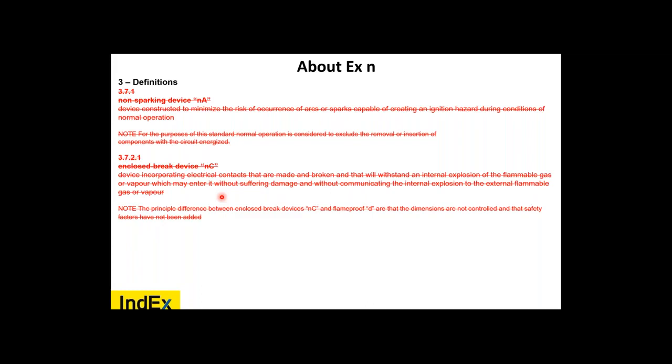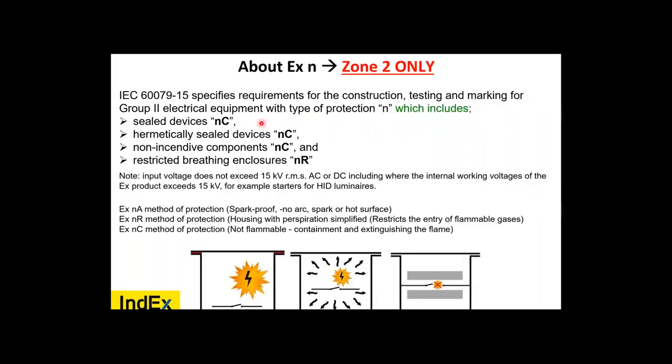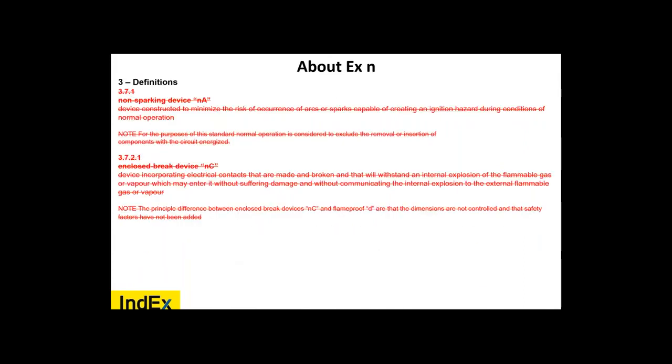Well, they even say in the notes, the principal difference between enclosed break and flameproof are the dimensions are not controlled and safety factors have not been added. Now, those safety factors have been added and it has become EXDC. So NA and enclosed break NC have been removed. So you can see the confusion. EXNC used to have 1, 2, 3, 4, 5 different meanings. You'll learn the other ones as we go along.